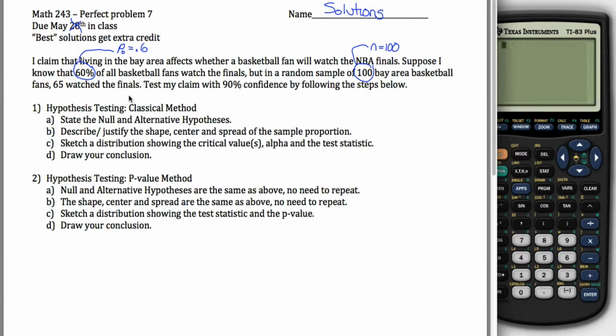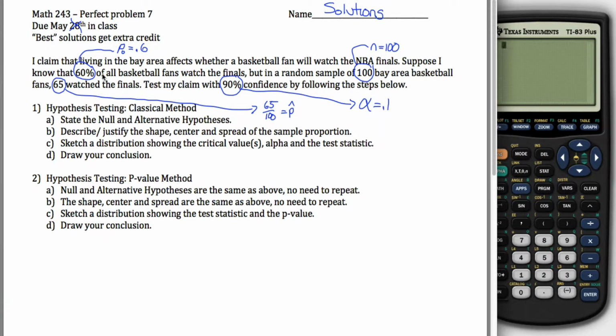65 of them watch the finals. So I know that 65 out of the 100 is what p hat is, the sample proportion. This is similar to x bar from the previous section, the sample average, but now it's not a sample average, it's a sample proportion. Test my claim with 90% confidence. So what that tells us is that alpha is equal to 0.1 or 0.10.